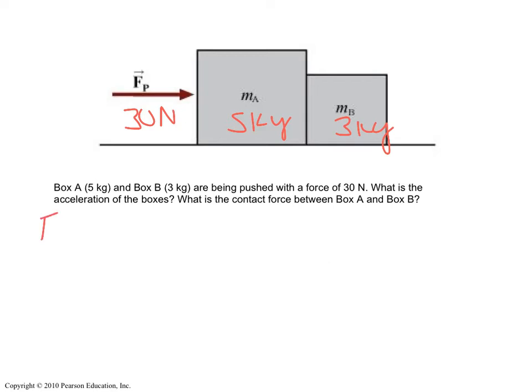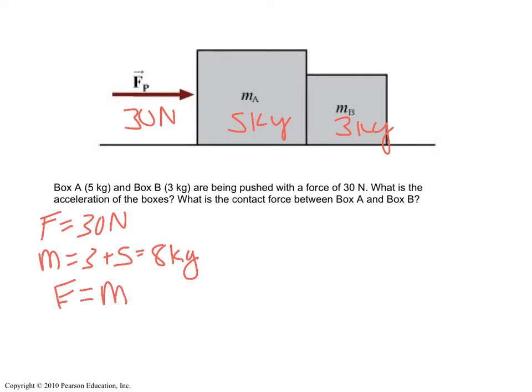So I know my force is equal to 30 newtons. My total mass, because I'm pushing 2 boxes, is 3 plus 5, which is 8 kg. I am looking for acceleration, so I want to use Newton's second law. So a equals F over m when I rearrange. When I plug in my numbers, I will get 30 over 8. So I figured out my acceleration, and I can just leave it in this form.